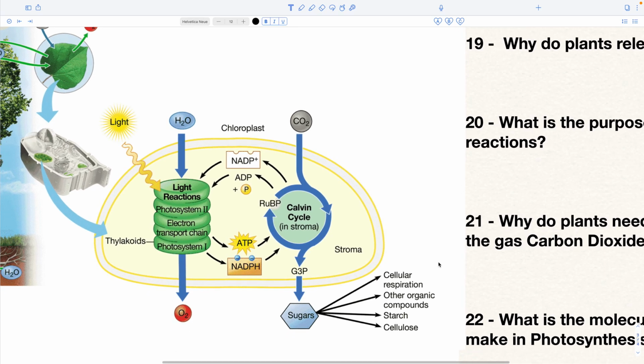What's the purpose of the light reaction? Charge up the batteries to make ATP. It's the solar panel electric charger that I was telling you about. ATP. The light reactions, their job was to get electrons as well. That's an energy molecule.